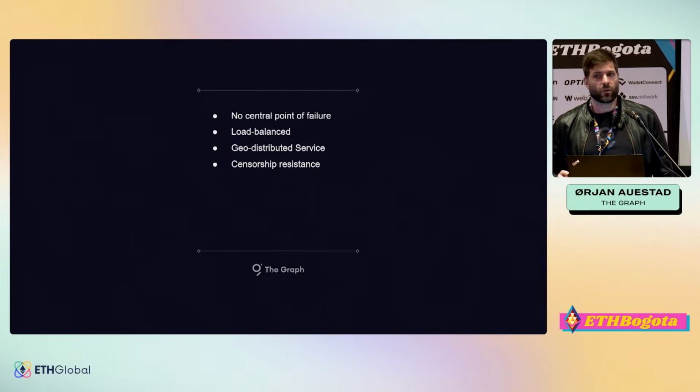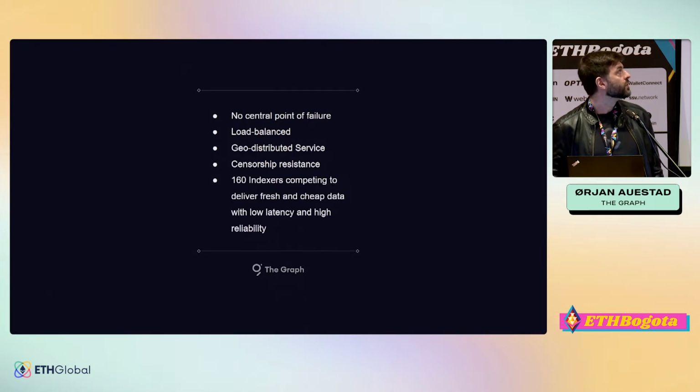You will never wake up to an email from your service provider saying that your server went down because your service provider had taken a no-crypto stance. And most of all, well, this number is a little bit outdated now. We now have 220 indexers, all competing to deliver the highest quality of service at the lowest possible price. And this is why I am excited about The Graph, and I hope you will also be excited to use The Graph this weekend and going forward.